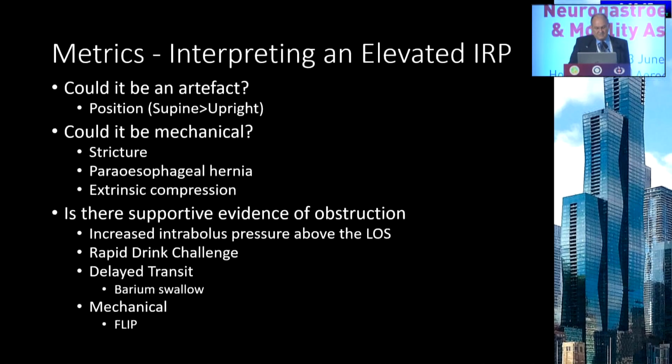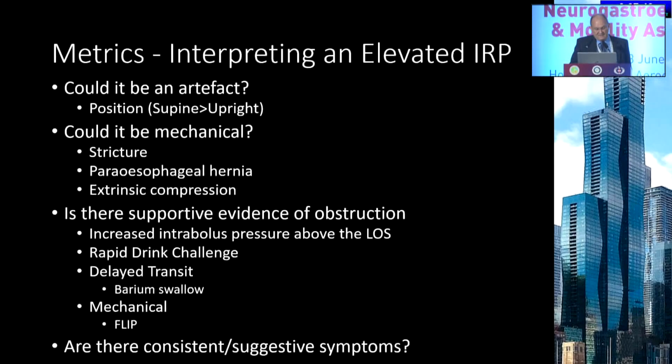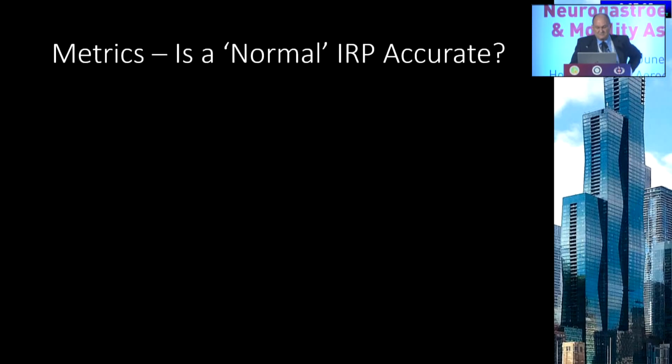And what we're going to do is say, is there some supportive evidence of obstruction? So we can look at the intrabolus pressure, which I'll talk about in a minute, above the LOS. We can look at stressing the LOS with the rapid drink challenge. We can look for delayed transit on barium swallow, or perhaps some mechanical analysis, such as with a FLIP. So we're going to turn to some of our extra tests. And of course, we want the patient to have some consistent or suggestive symptoms.